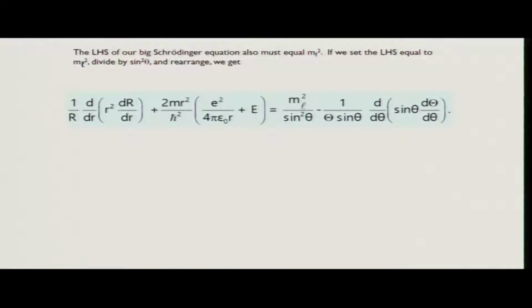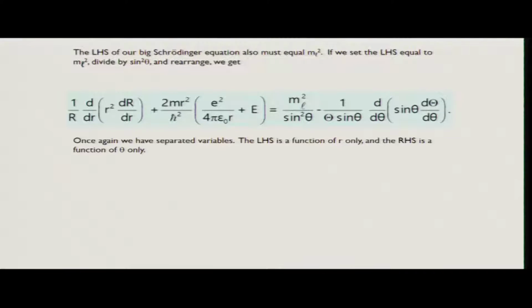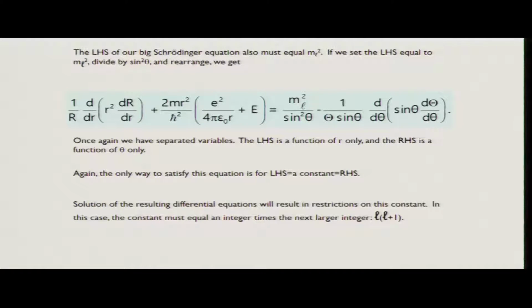The left hand side of our big Schrodinger equation also must be equal to m_l squared now. So, if we set the left hand side equal to m_l squared divided by sine squared theta and rearrange this, we get this kind of an expression. Once again, we have separated the variables. The left hand side is a function of r only and the right hand side is a function of theta only. Again, the only way to satisfy this equation is for the left hand side to be a constant which is equal to the right hand side.